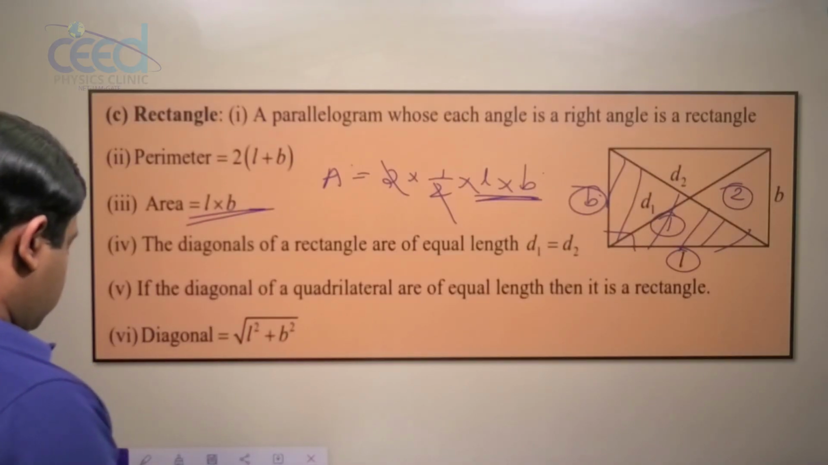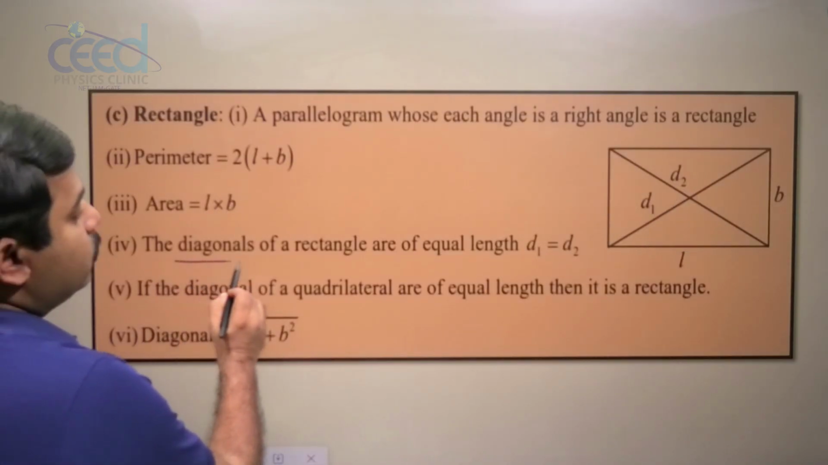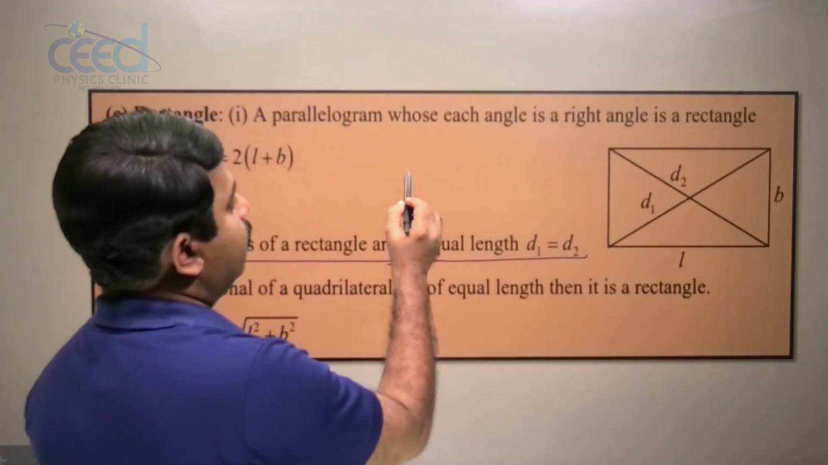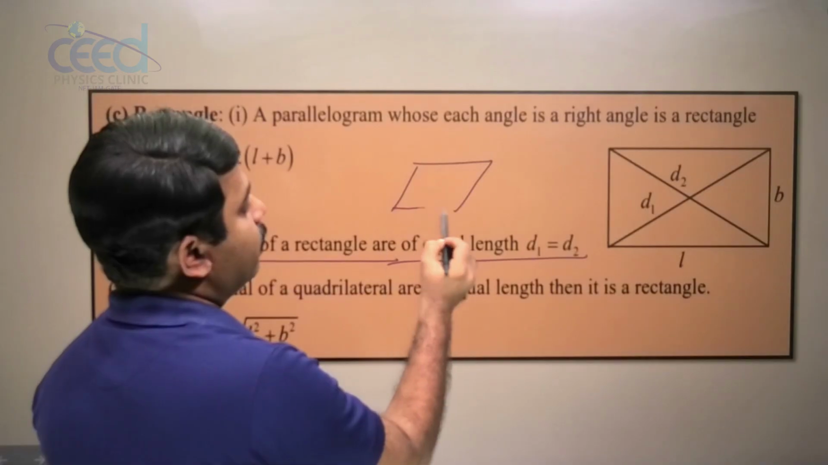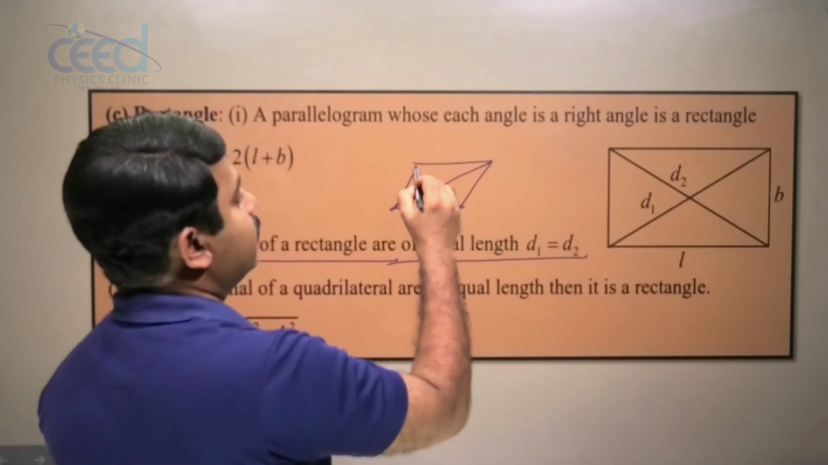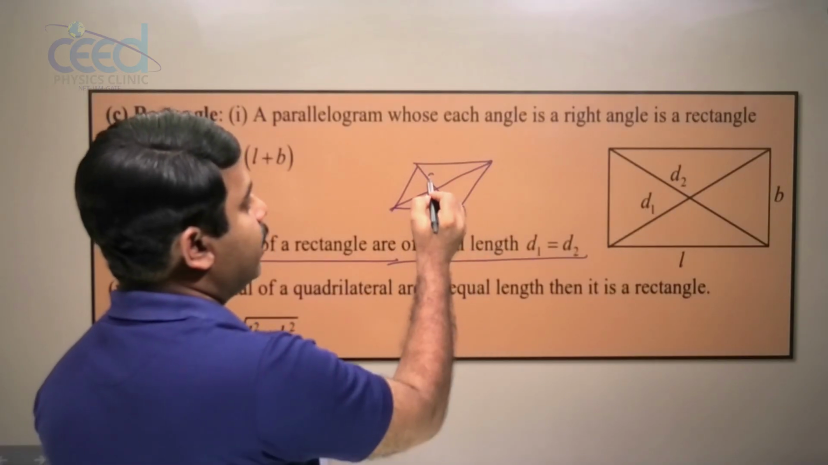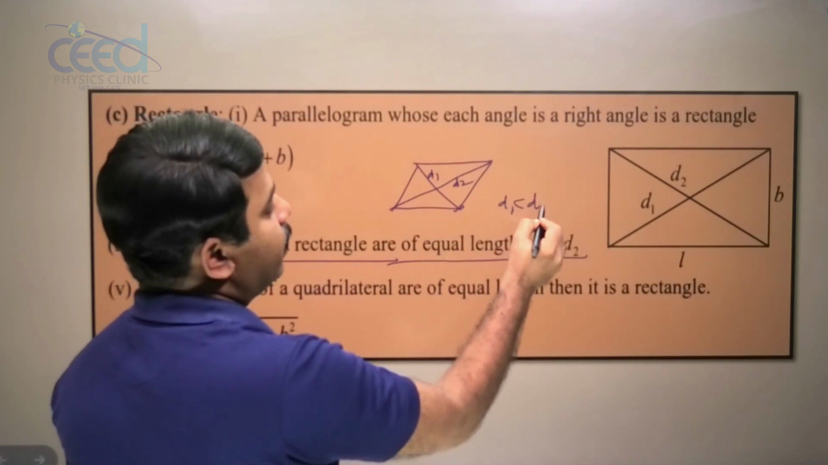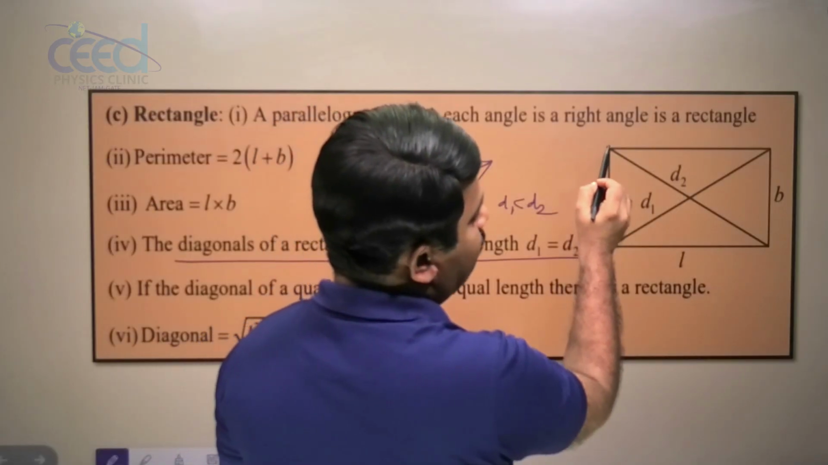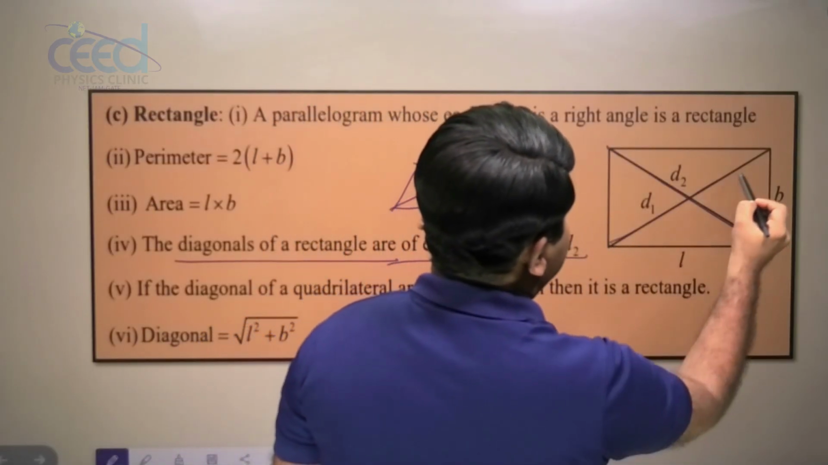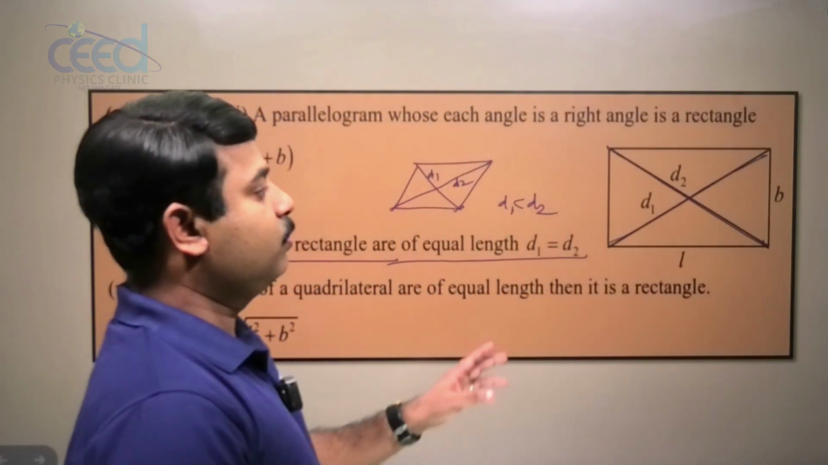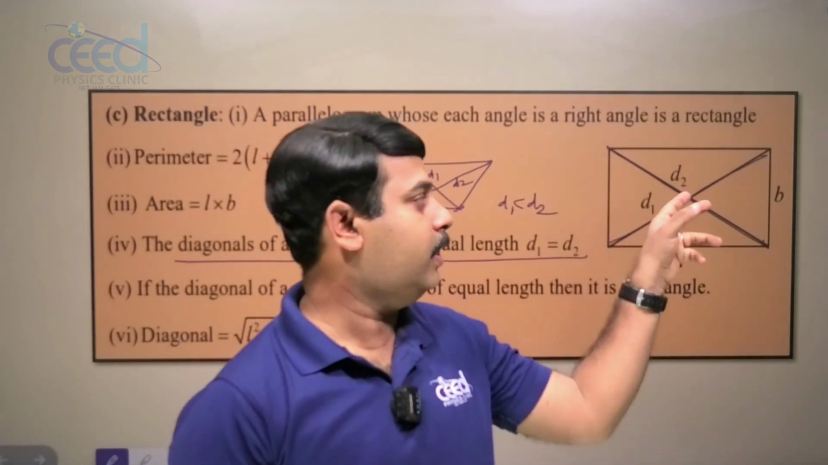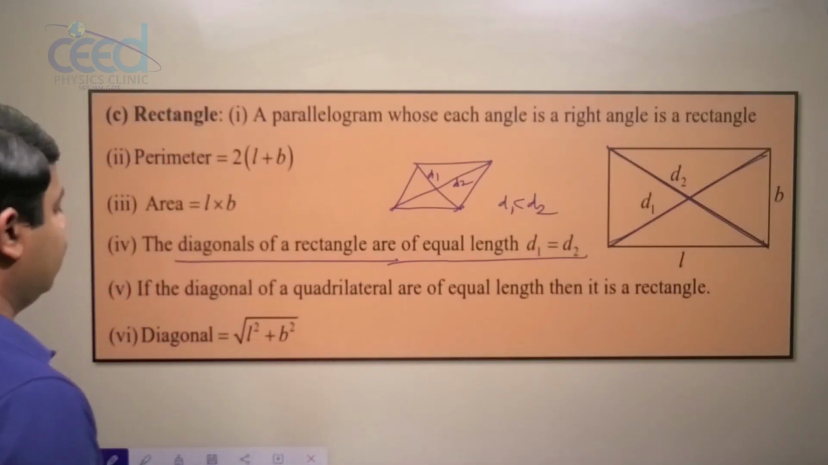Now another point is the diagonals of a rectangle are of equal length, right? See, in a parallelogram what we have seen, this diagonal is more length, this diagonal is less length. Then D1, if this is D2, D1 is less than D2. But for a rectangle, this diagonal and this diagonal, both are equal in length, right? Diagonals are equal in length.